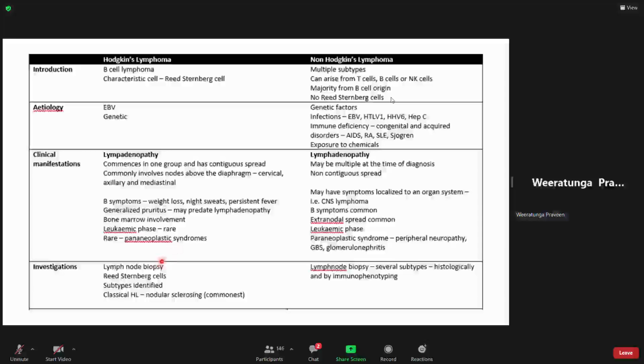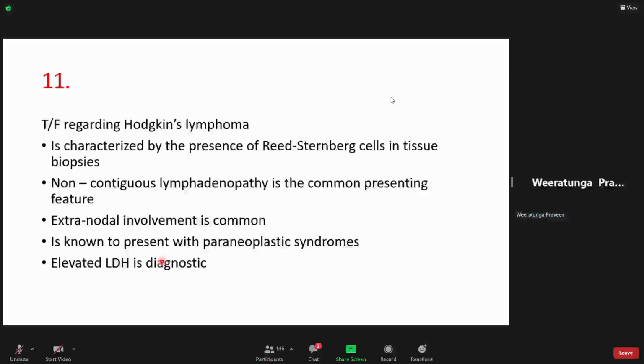Right. You can go to bone marrow and blood. So using that concept, let's go through this MCQ. Hodgkin's lymphoma is characterized by the presence of Reed-Sternberg cells.